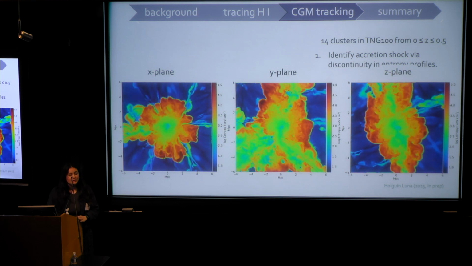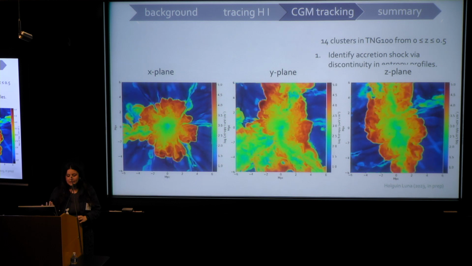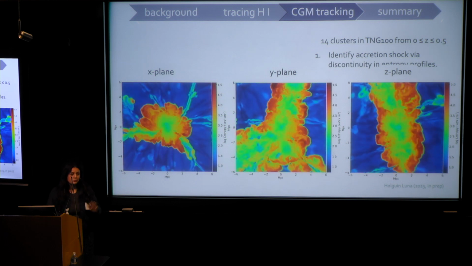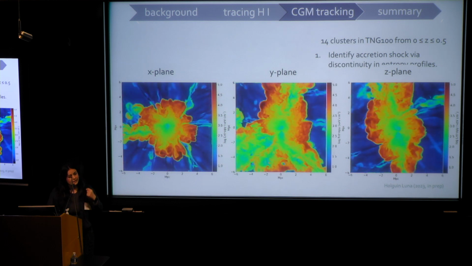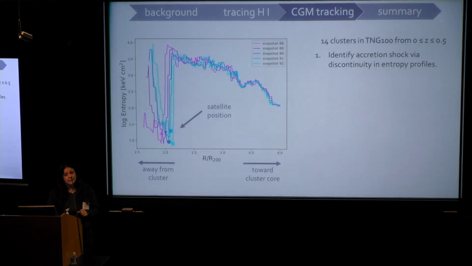I really wanted to be very careful, especially because you can see there's a lot of movement going on. I wanted to be careful about identifying the shock location and identifying when a satellite is passing through it. So instead, I've defined the entropy profile between each individual satellite and the core of the cluster for every single snapshot that we're tracking it through. This here is showing one single galaxy, the same satellite, but with its entropy profile across multiple snapshots.